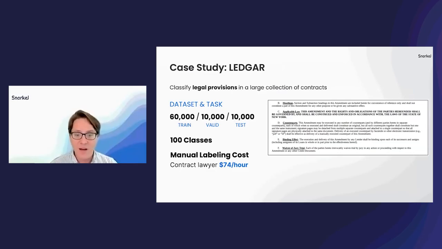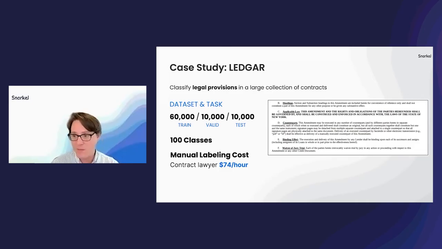I'm asking you to think about this task, which we have looked at in this case study, which is to classify legal provisions in a large collection of contracts. So we have this massive data set called Ledger, which consists of 60,000 training examples and a test set of 10,000 examples. These are just clauses in a contract. The task is very high cardinality. That means there are 100 classes to which a clause could be assigned.